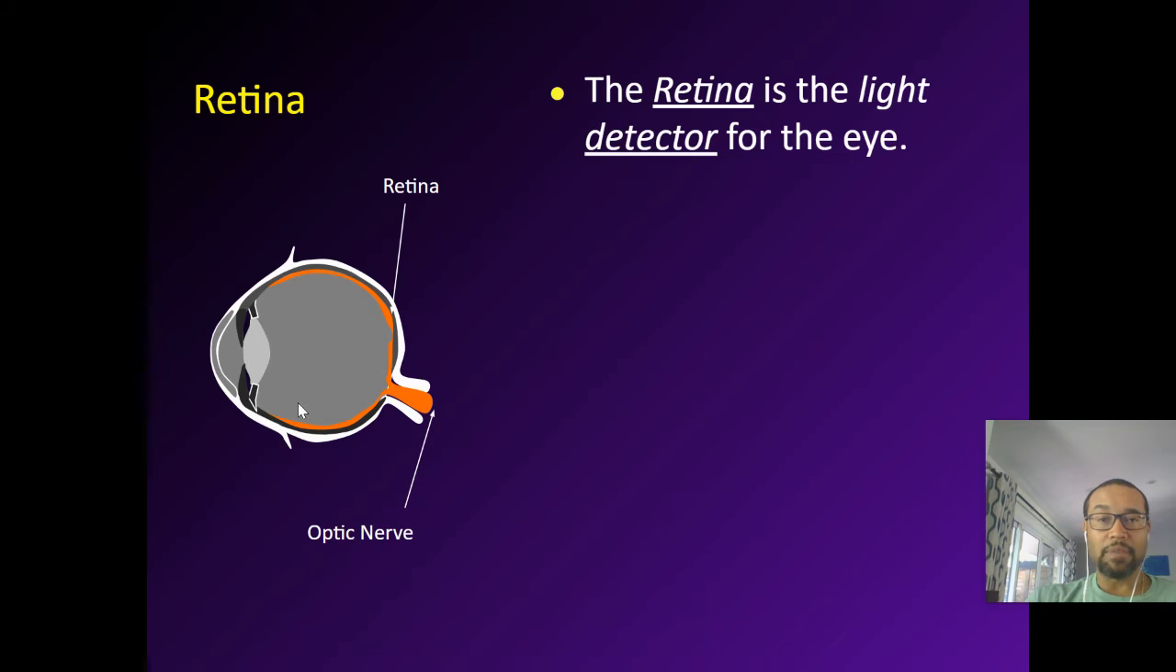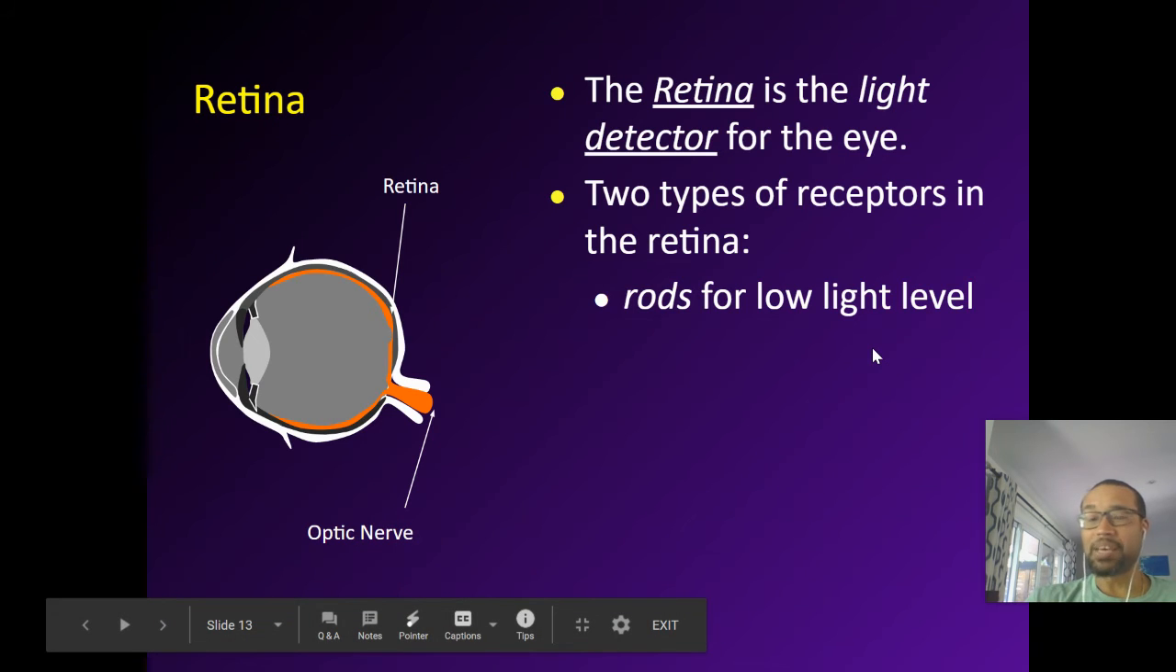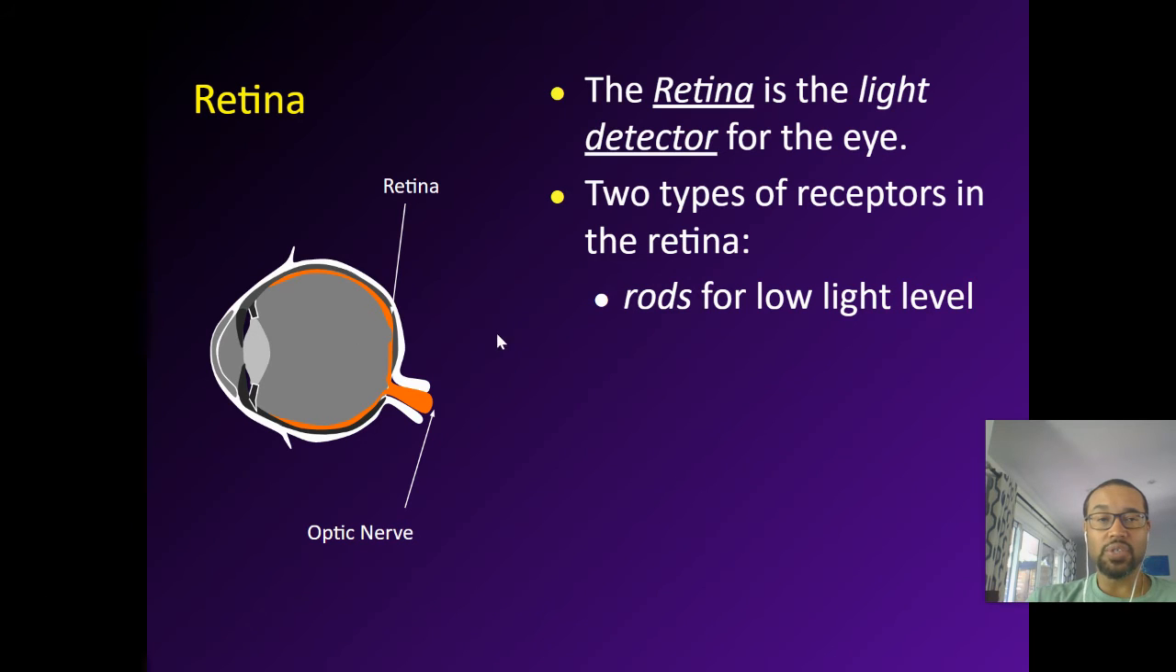Which brings us to the retina. So that's like the film in an old school film camera. That's where the image focuses. And you have different kinds of detectors, different kinds of light receptors. One are rods, and you might have heard of rods and cones. Cones are for color, rods are for black and white.